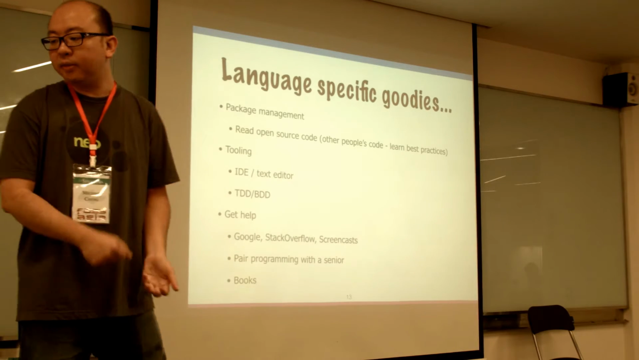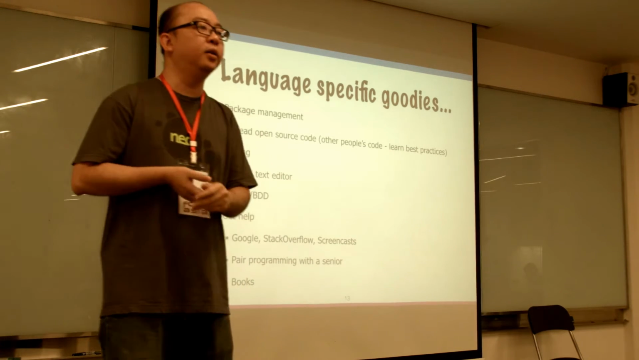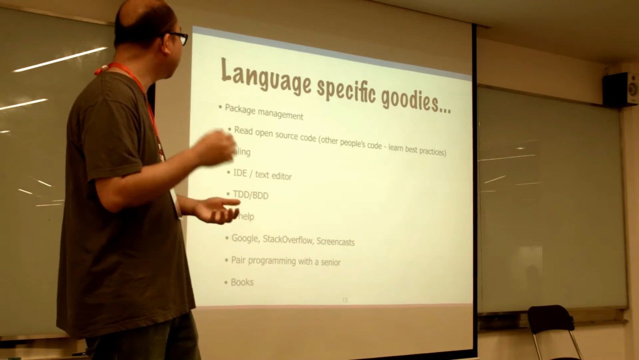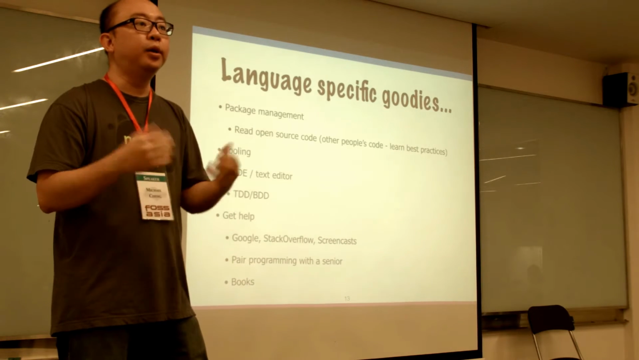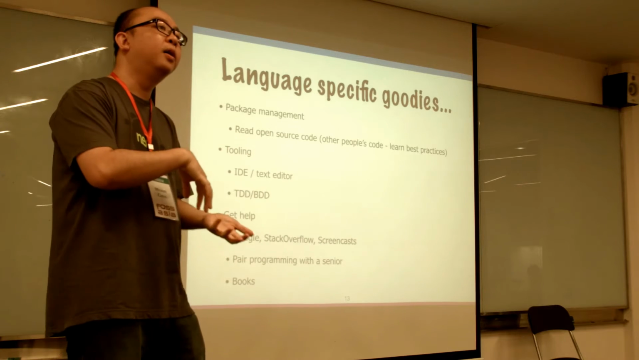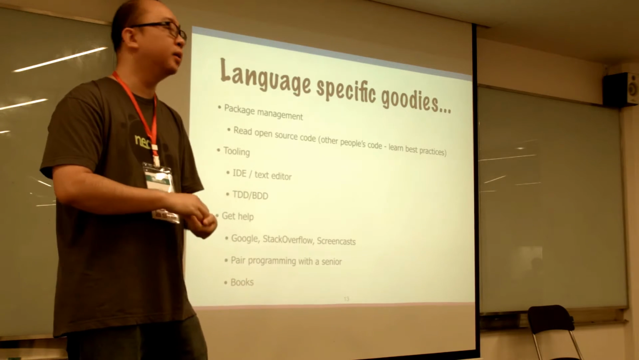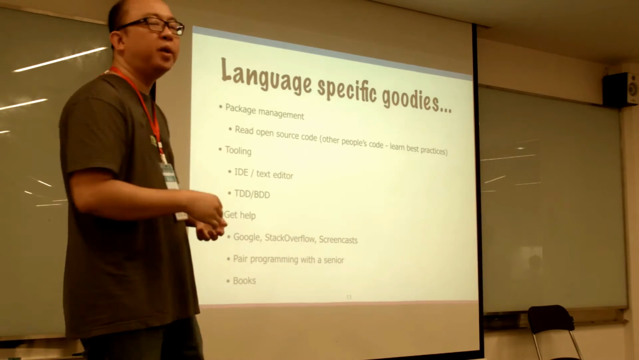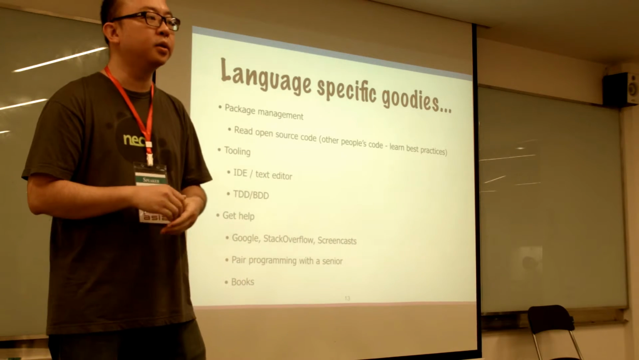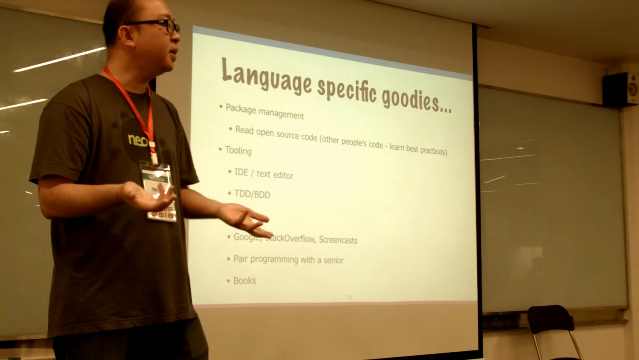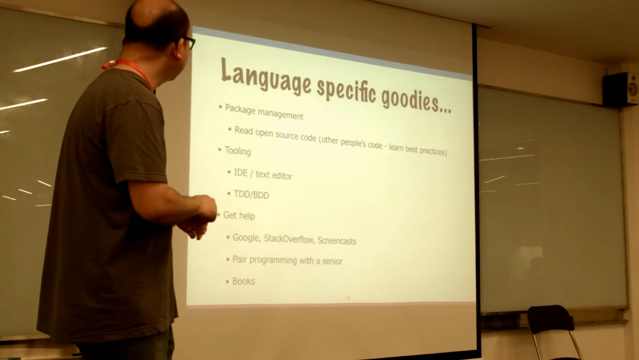Some more language-specific goodies, right? So what you need to learn to be good at any programming language. First of all, learn about package management. How do you include open source code into your application, right? That's really cool. Like in PHP, there's Composer, which is a package management tool. In Ruby, there is Gems. You can do that as well.